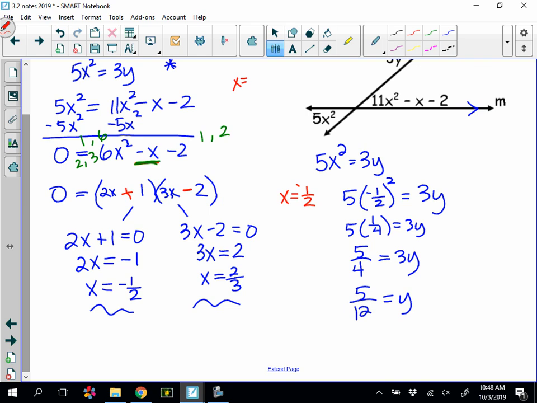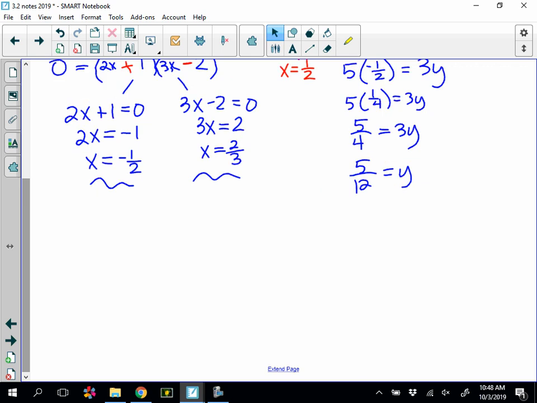So I have one solution up here, and I'm going to write it down at the top. If x equals -1/2, y equals 5/12. So that's one set of answers. Let's check the other.